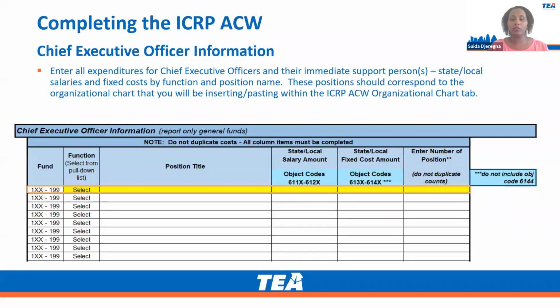If the position is funded from multiple functions, you enter multiple line items for the position and then enter only one on one line item under staff count. That will be the number of positions.